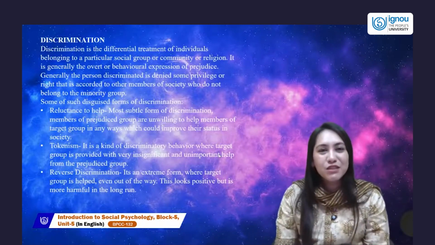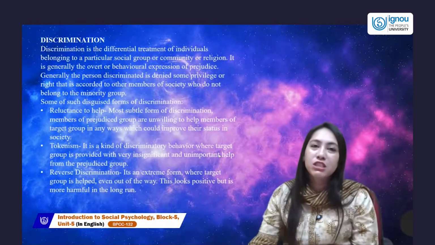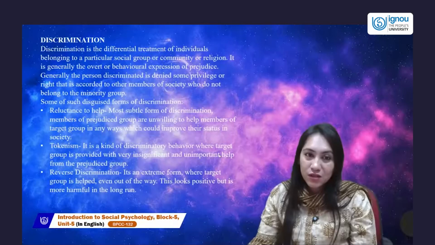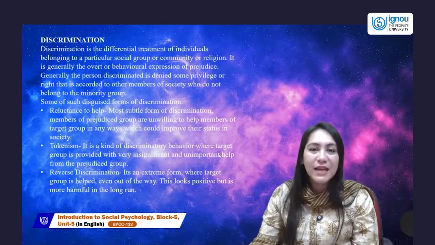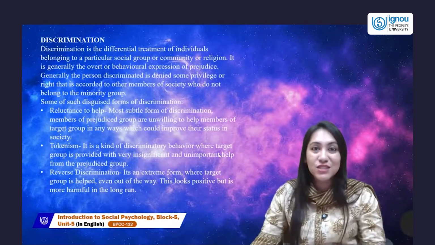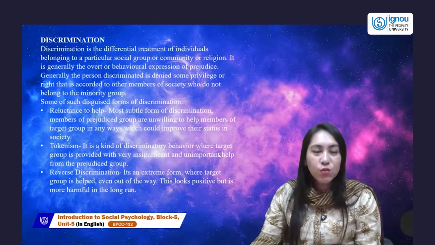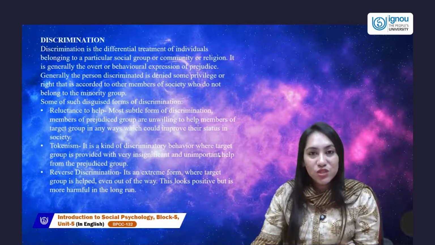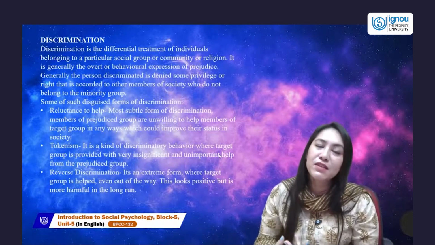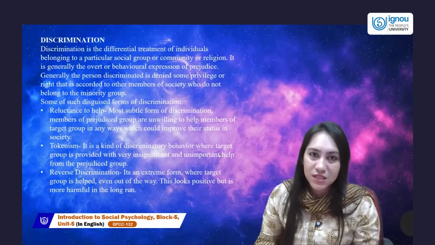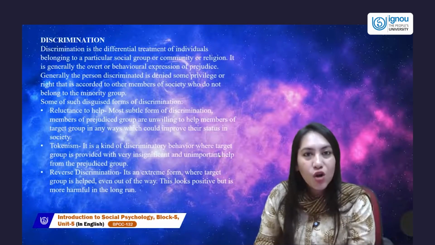Discrimination is obviously a differential treatment of individuals belonging to a particular social group, community, or religion. So this is differential treatment of people, which could be based on gender, sex, community, religion, and social categories, also the categories that we just spoke about. So it generally is an overt behavioral expression. What is overt? Overt is something which can be seen. So we have two kinds of behaviors, overt and covert. Overt behaviors are seen, covert behaviors are not seen. So behavior is something which is observable, so it's an overt behavioral expression of prejudices.